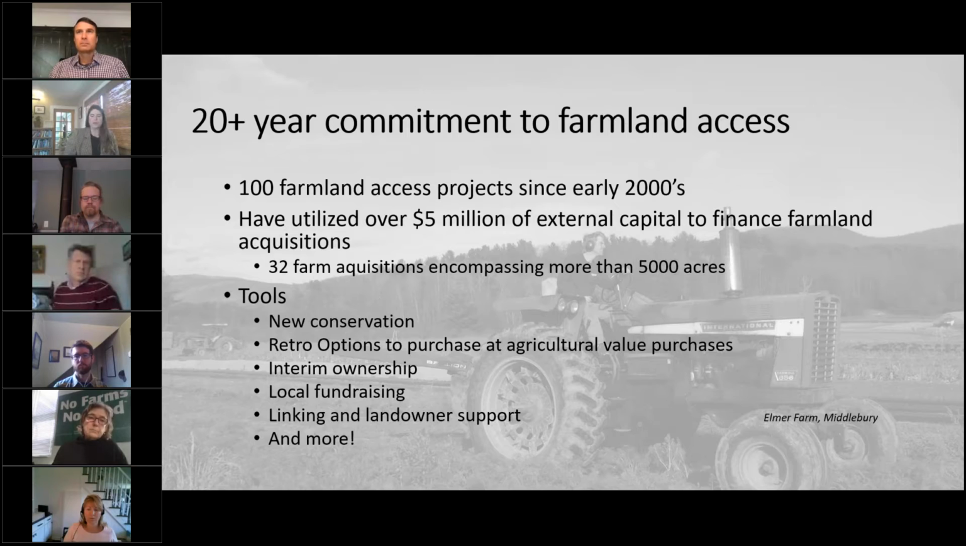And we have a goal of doubling that work in the next 10 years to ideally place 200 new and beginning farmers on land in Vermont. Thank you.